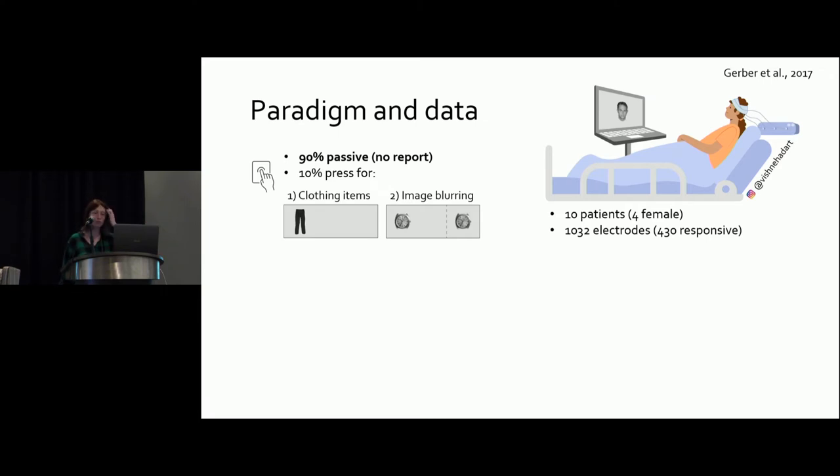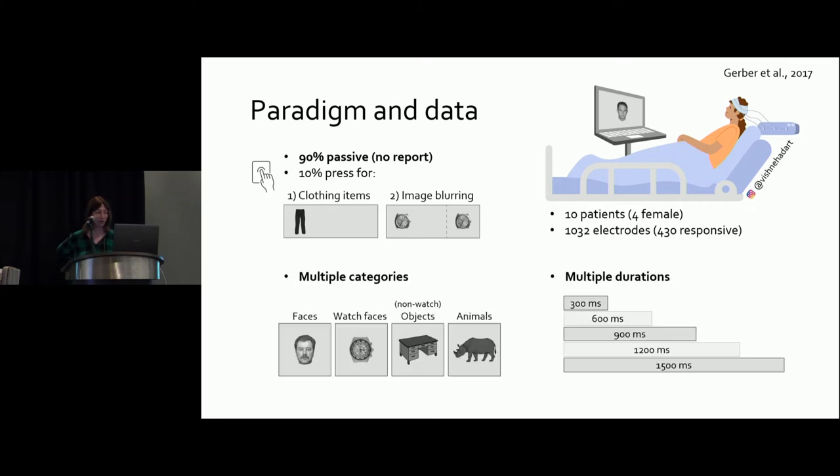So this was just to make sure that they're maintaining attention. But in most of the trials, they simply sat and viewed the images, and we only used these passive trials. Now, the images that we used belong to multiple categories, and importantly, multiple durations.